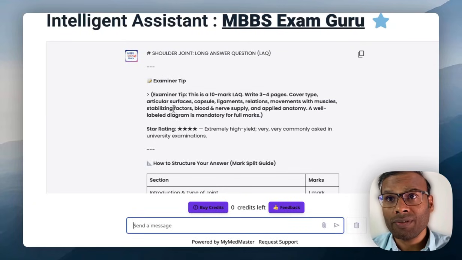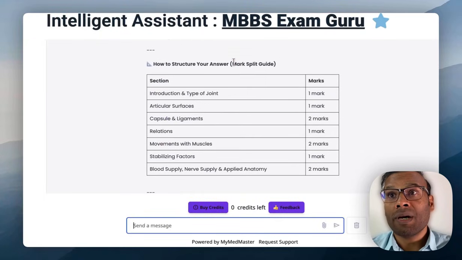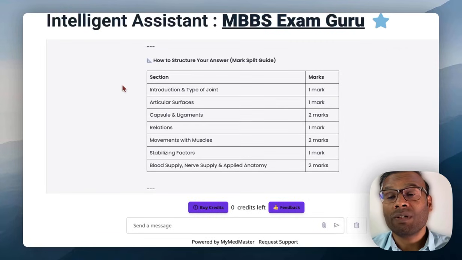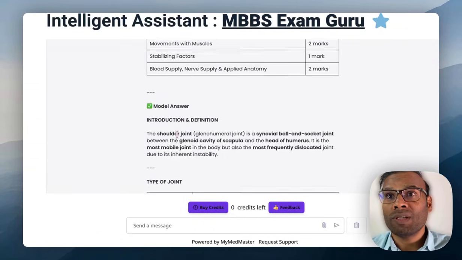So this is an overview. Then it will give a star rating, meaning how important it is and how commonly it is asked in the various universities. Then there is a mark split guide. Here again it has given, for a particular LAQ, what subtopics you should write and roughly how many marks are there for that subtopic. Like here, introduction and type of joint, 1 mark, second, third, fourth, fifth, sixth, seventh. So the marks are given. See how beautifully the table is given here. Then your actual model answer will start.